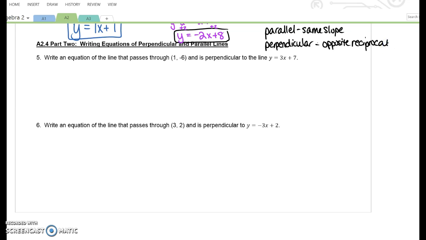A couple sections ago, we found slopes of lines and then determined whether they were parallel, perpendicular, or neither. Now we're going to use what we know about parallel and perpendicular slope along with point slope form to write equations of lines that are either perpendicular or parallel.